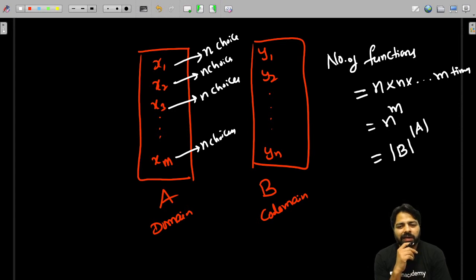Come on, Arnab, you are writing in reverse order. Don't remember m power n or n power m. Remember codomain size power domain size, so you will never confuse which is m and which is n. Codomain size power domain size.